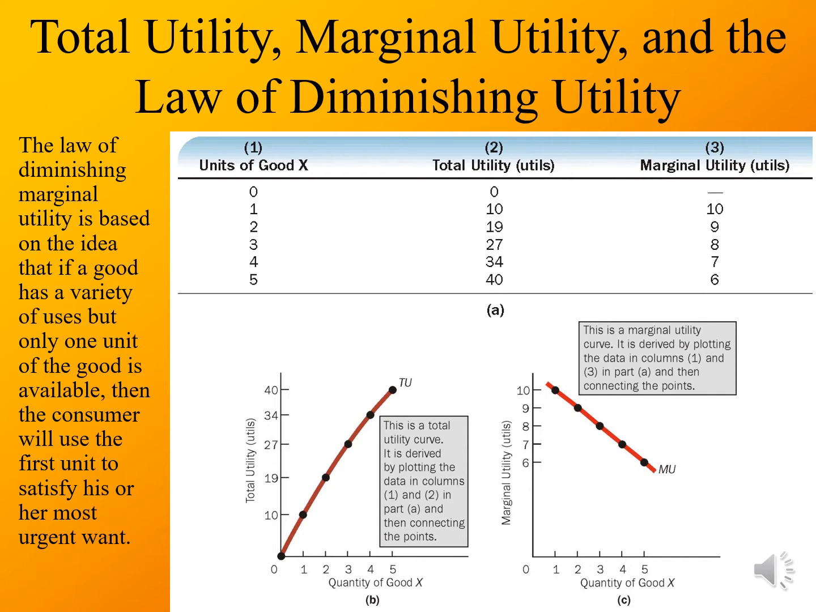And there are two graphs. In the first graph, we can see the total utility concept plotted, and in the second graph, marginal utility is plotted. The first graph is increasing in nature, and in the second graph, we can see that the marginal utility graph is diminishing in nature.